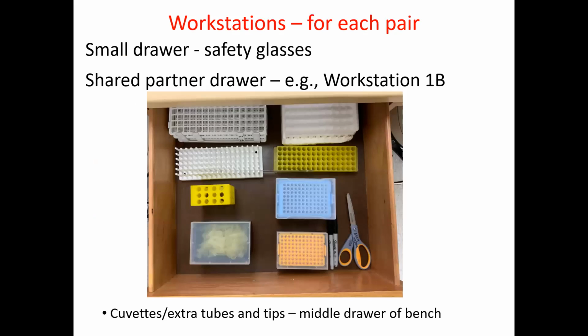In the lab, we have workstations set up for each pair. The small drawer in front of you has safety glasses. There's a shared partner drawer between you and your partner, labeled with your workstation number, for example 1B, a very useful number to put on your samples. You often save them in the freezer for a month before you get around to using them all.